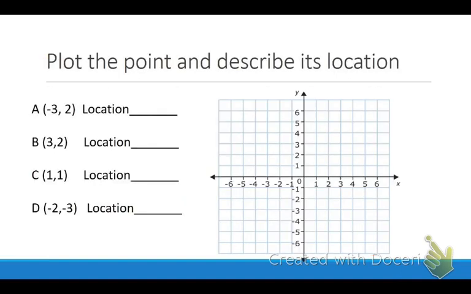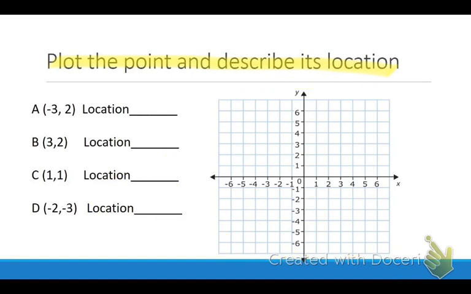Second section, plot the point and describe its location. I want you to go ahead and draw the coordinate plane on your regular paper. We're not going to worry about graph paper. Just try to write it neatly. You can number it by ones the same way that you see on my screen. And then go ahead and plot those 4 points, points A, B, C, and D.